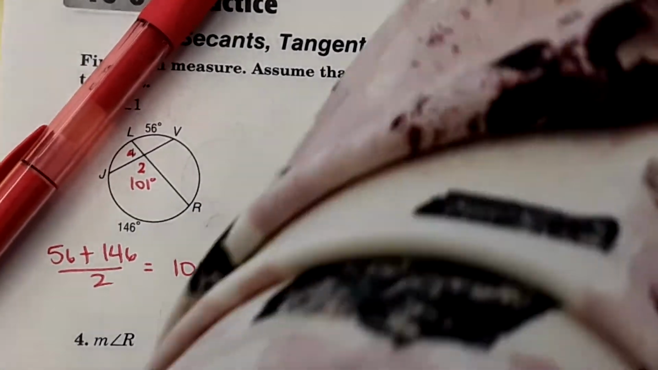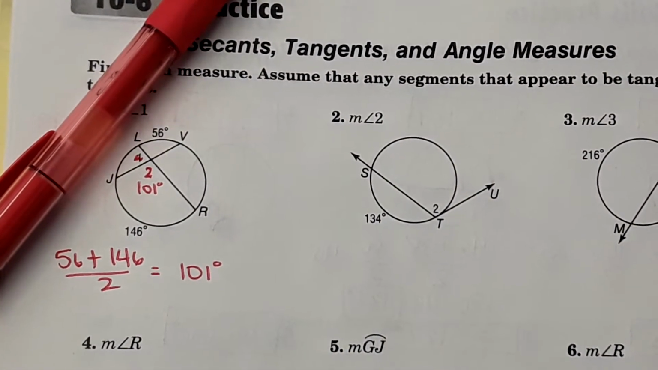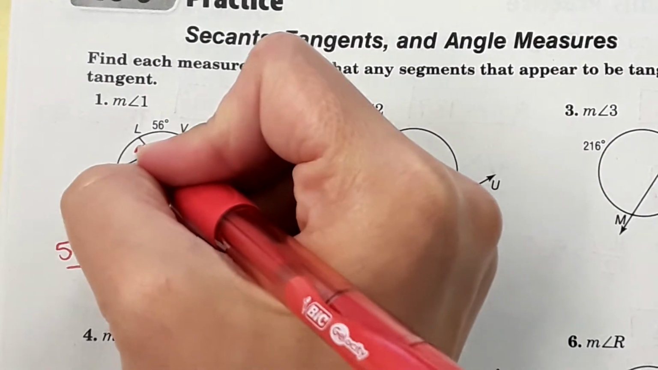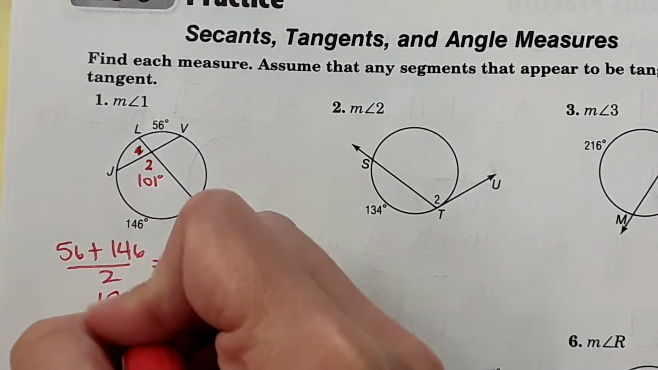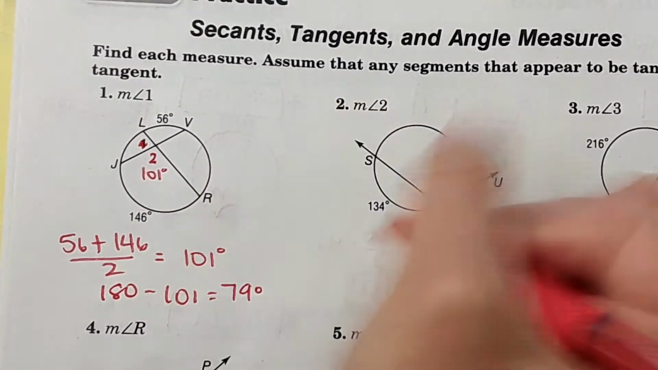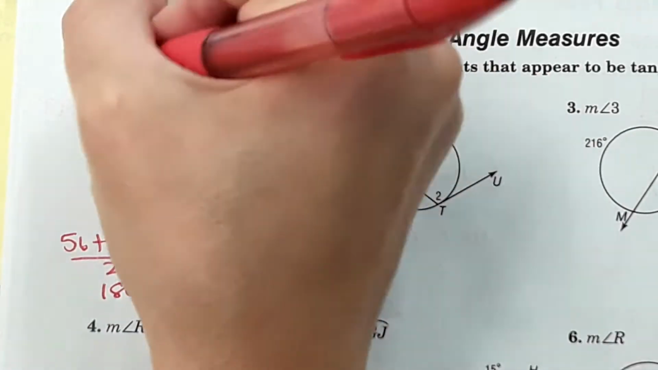Let me get my calculator. So 56 plus 146 divided by 2. Okay, I got 101. Okay, so that's 101. But then to find angle 1 right here, we have to do 180 minus 101. And we get 79 degrees. So measure angle 1, 79 degrees.